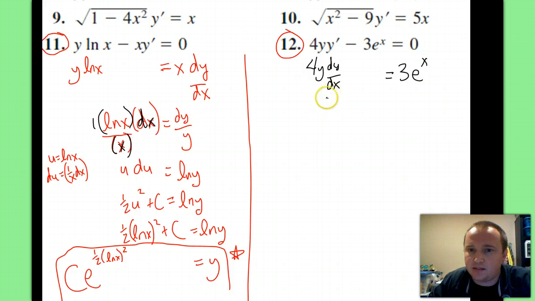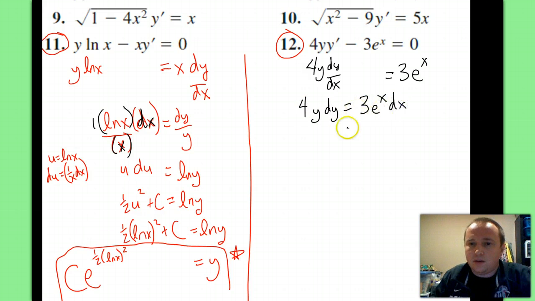All right, you see that e to the x. Life should be good. And so I get my dx to the right. So I've got y dy, 4 still there, sorry, equals 3 e to the x dx. If I could cancel those 3's and 4's right now, I would. So just to let you know, that's my thought.